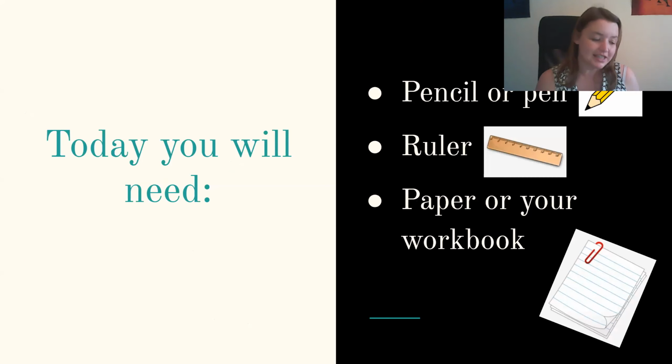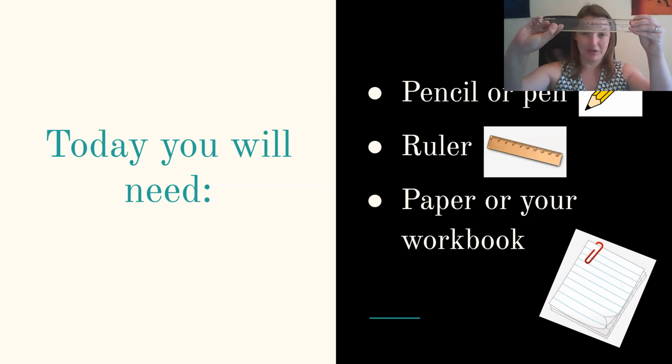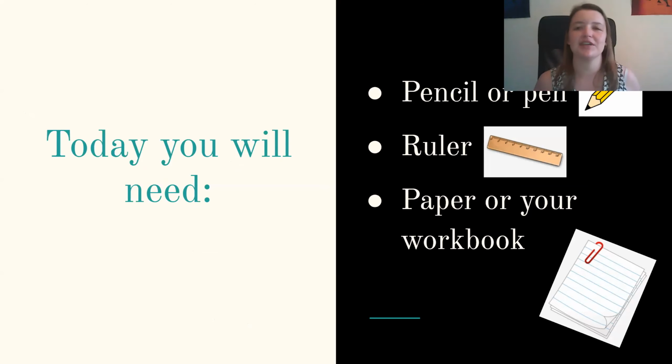So today you are definitely going to need a ruler because we are going to be drawing our own classification keys. You will need a pencil, probably to draw your straight lines, or a pen, and you'll need your workbook or paper to work in. Pause it now if you need to go and grab anything.